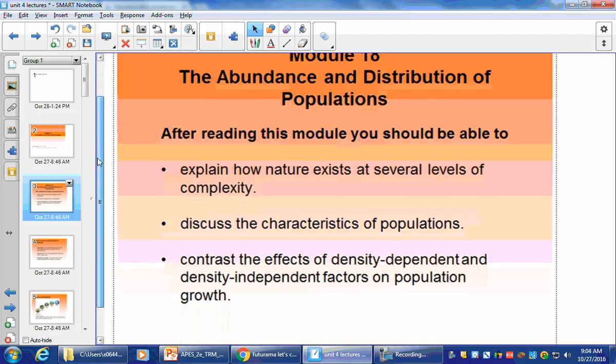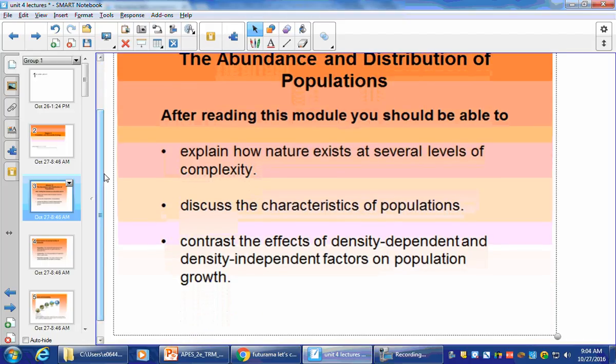Make sure you're able to, as you're taking notes, working on your note card, filling in your study packet, understand these different levels of complexity in terms of organizations of species, and look at how it goes from individuals to populations, communities, things like that. See how they interact with the environment. Discuss the characteristics of populations.